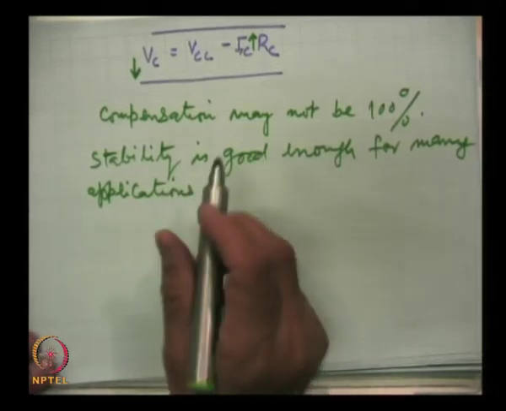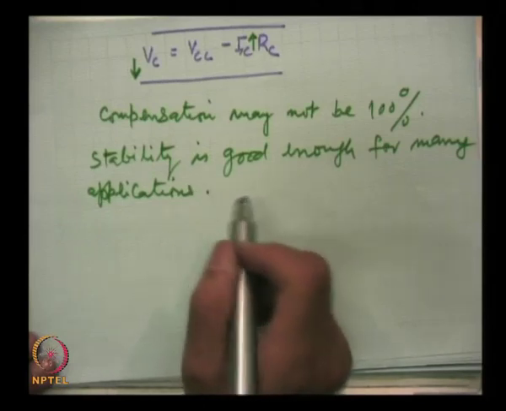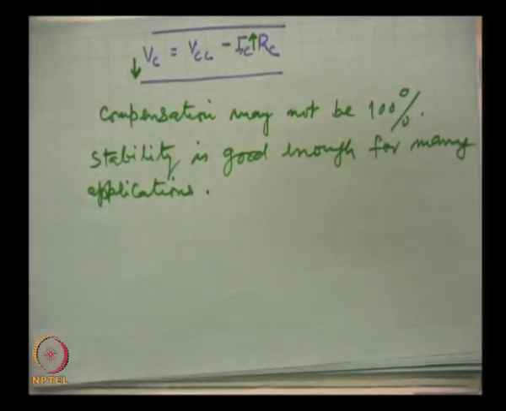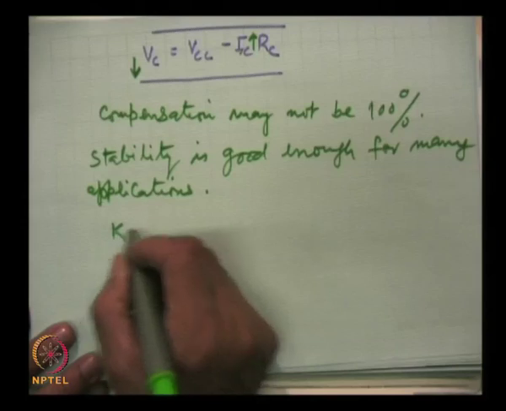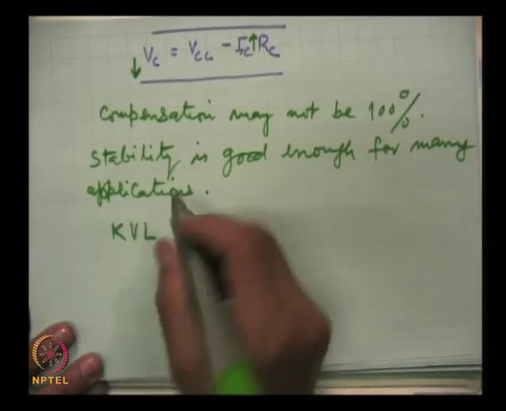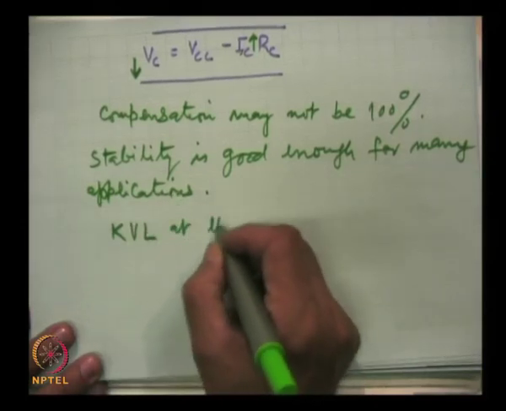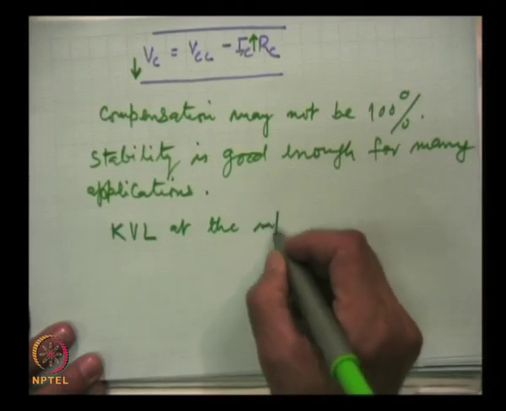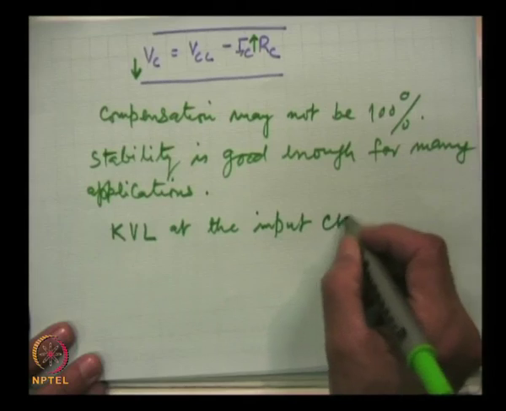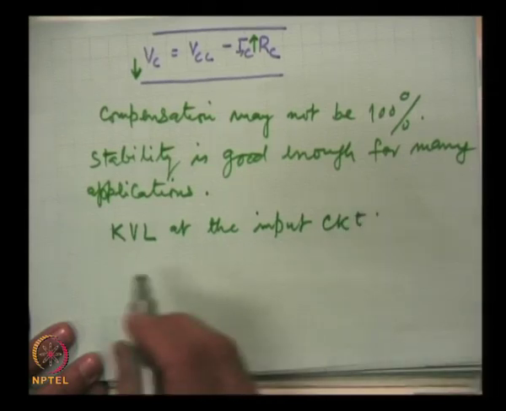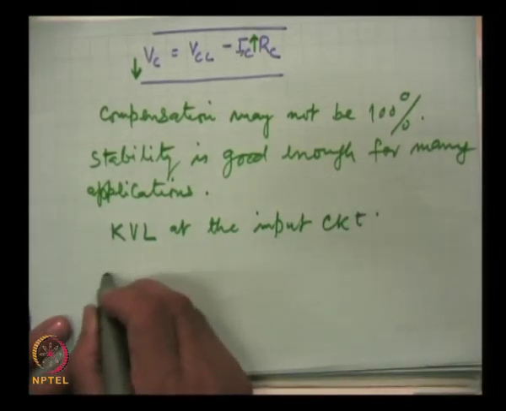And we can talk a little bit more about the design procedures. We apply the KVL, the Kirchhoff's voltage law, at the input circuit, which gives, I draw the circuit, this is the circuit.